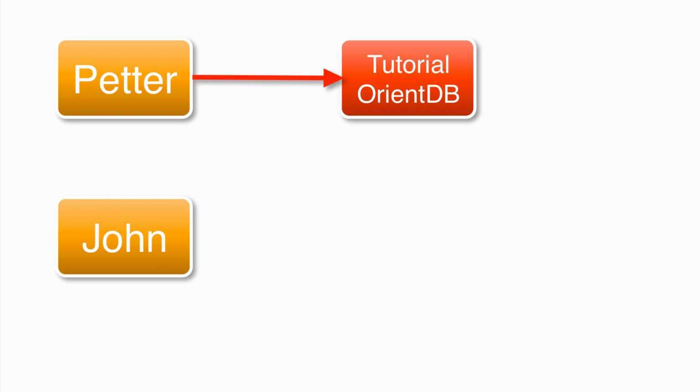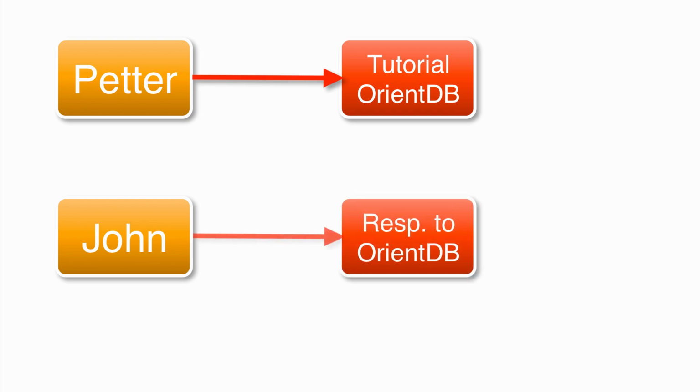Next, what I did was that I created another article. This article was published by John, therefore we have this author link, but it was in reply to this other article that was created by me on the OrientDB tutorial. So now we'll see the complete graph as we believe it's been stored in the database.